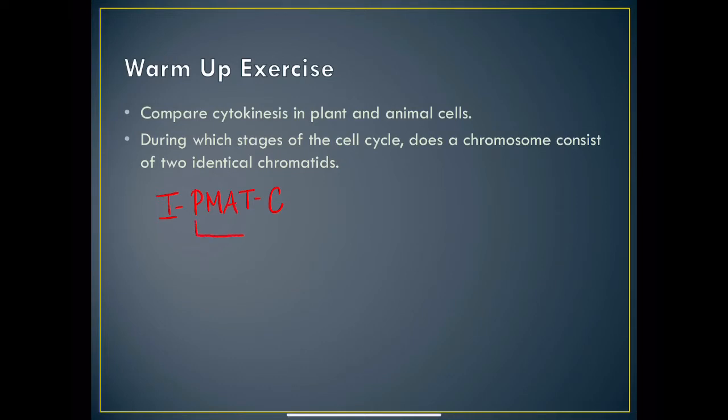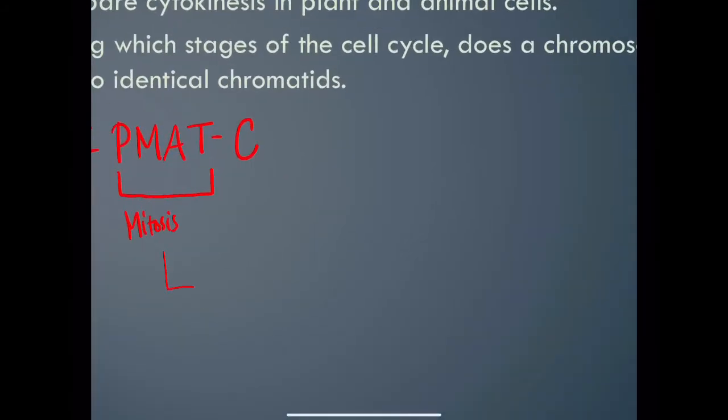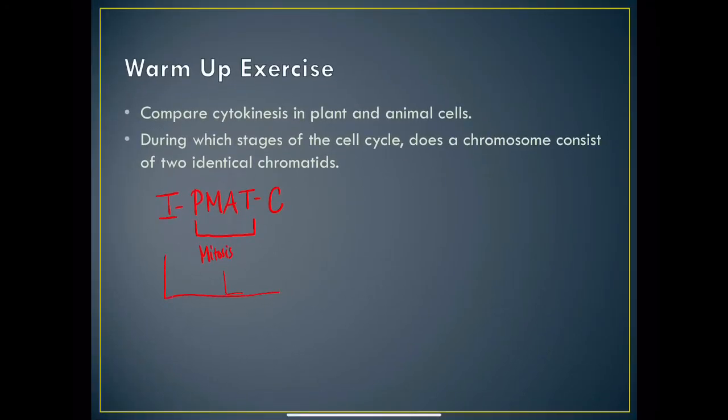PMAT is the actual mitosis part. So all of this together is called the cell cycle or cell division. But actually, the mitosis part is really where the cell is actually dividing. And so when we're talking about mitosis, we're specifically talking about the PMAT part, and that's sometimes referred to as the M phase. And then last is cytokinesis, and that's the division of the cytoplasm.